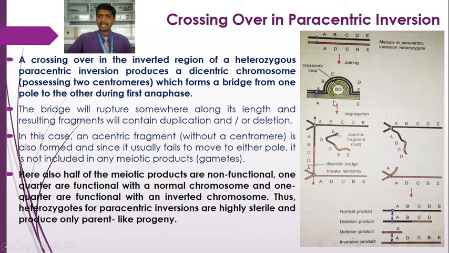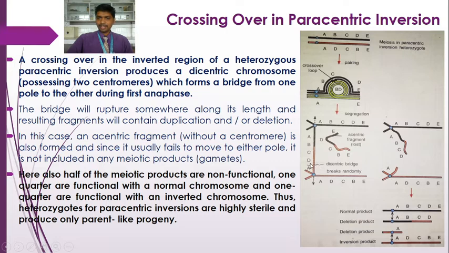It is an acentric fragment that has been lost during the chromosome movement in cell division, because the spindle fibers should attach to the centromere, and this fragment is acentric, without a centromere, so it does not move to either pole. So this bridge has been ruptured somewhere along its length, and the resulting fragment will contain duplication and/or deletion.